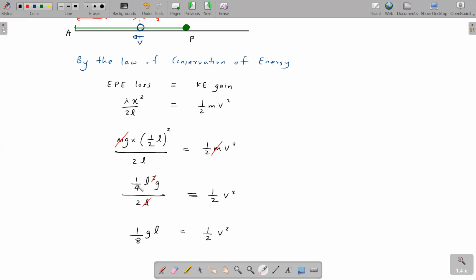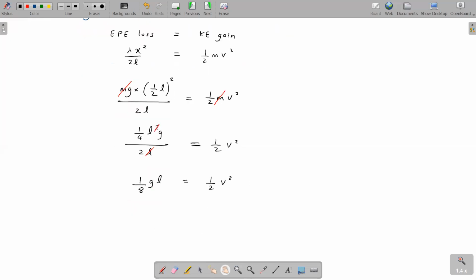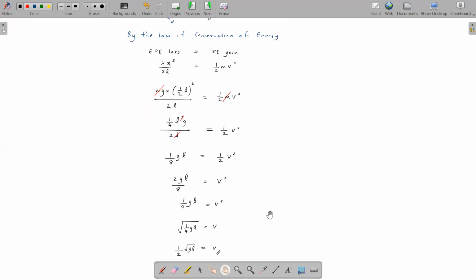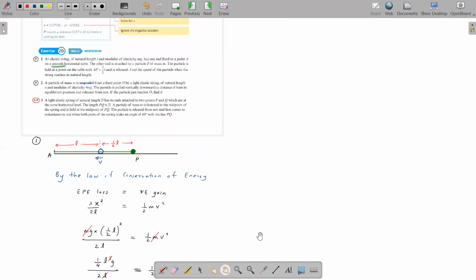Do you see my rearrangement? I brought the 4 down here to the denominator with the 2, and you have gL here. So the 2 comes to the other side as a multiplication. 2gL over 8. So you get v squared equals 1 over 4 gL. Agreed? And then you get the velocity by square rooting. Root of 1 over 4 gL. I think you can see the 1 over 4 can come out as half. So half times root gL is equal to the velocity. Okay, so this is the velocity when the string reaches the natural length.